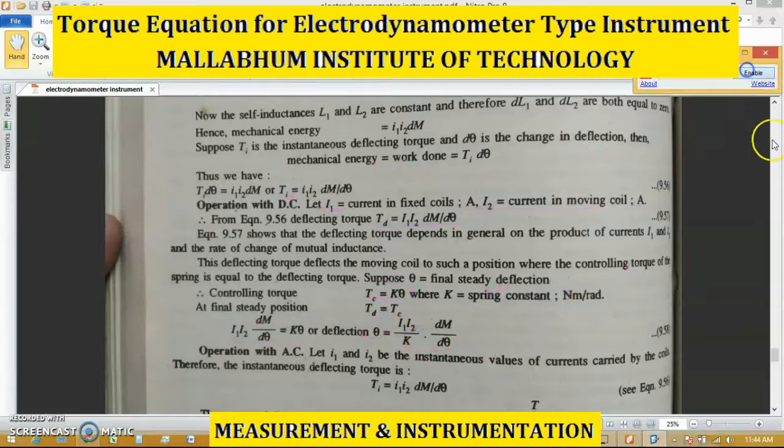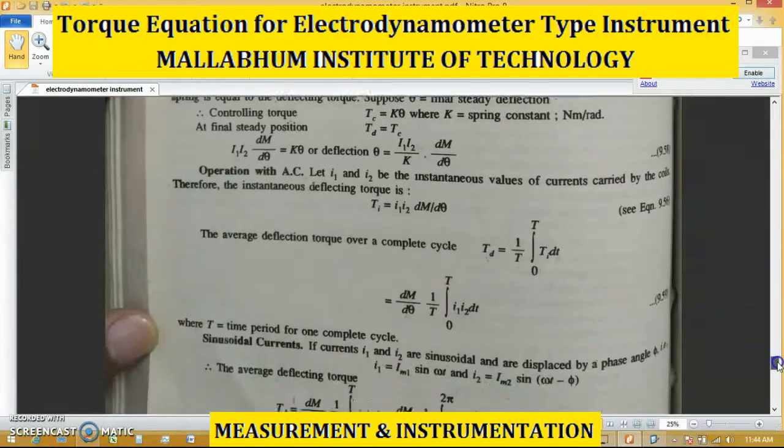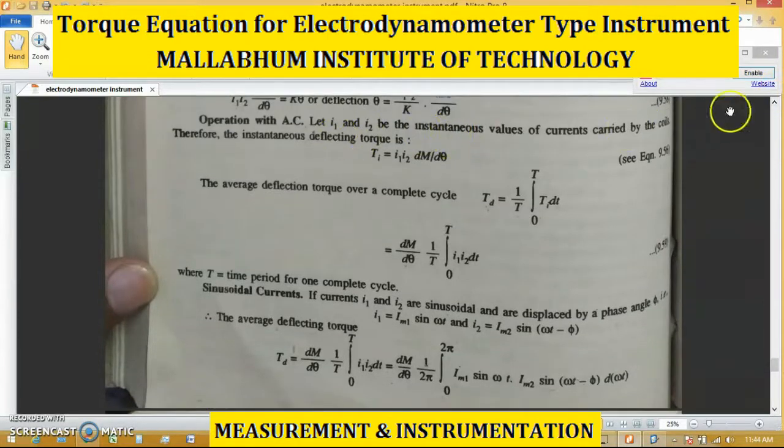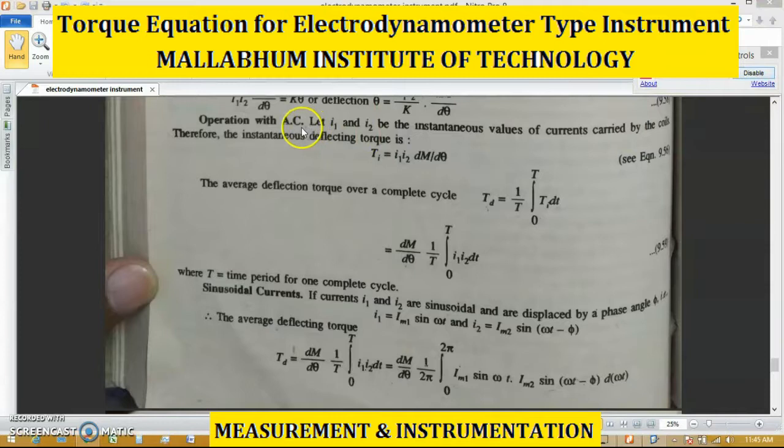Next, operation with the AC. Now in operation with the AC, I1 and I2 become instantaneous. In the case of the DC, these two are fixed. Here these two become instantaneous. So this is the equation we are getting. So average deflecting torque for a complete cycle, we are calculating this average. Whenever you calculate the average of any instantaneous phenomenon, we divide by the total time period, and this is the time period, and integrate over that time. Okay, from the signals and systems concept.